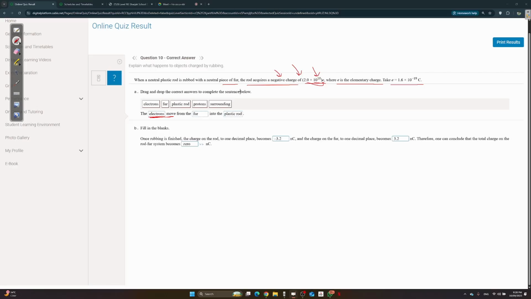Which one is gaining electrons? The plastic rod, exactly. Obviously, since the plastic rod is becoming negative, where are the electrons going to move from? From the fur into the plastic rod.